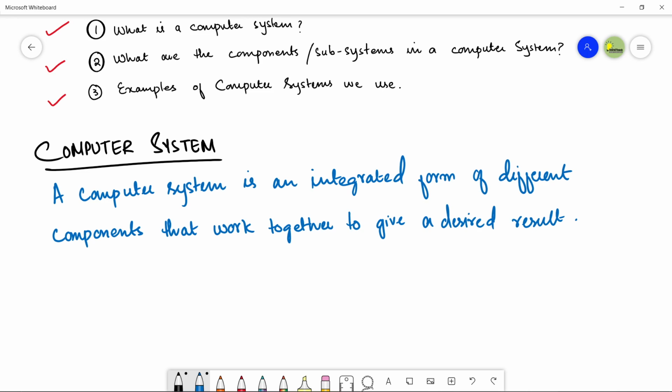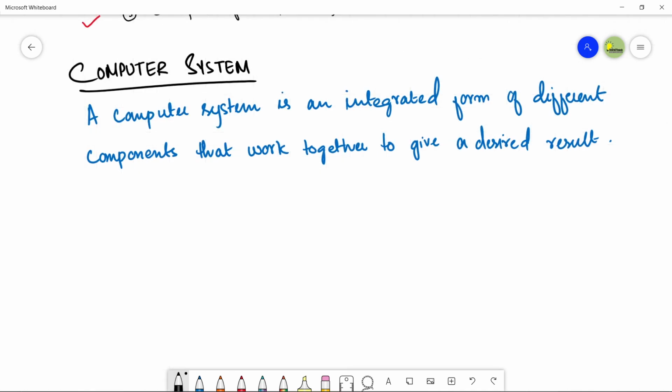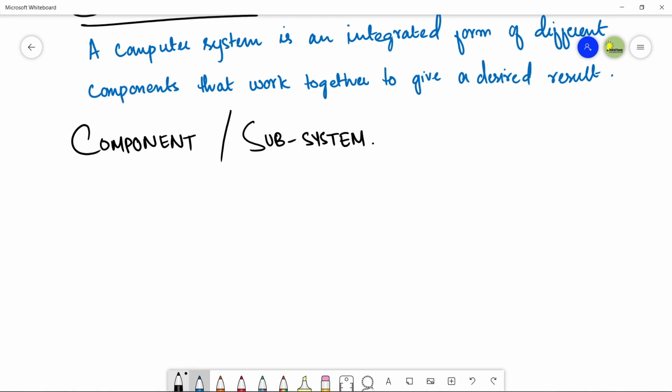Now let's talk about what components are grouped together in order to make up a computer system. So let's talk about the components or the subsystems in a computer system. In your book there are 5 subsystems of a computer system. Let's just talk about the names of those subsystems. The very first is software.